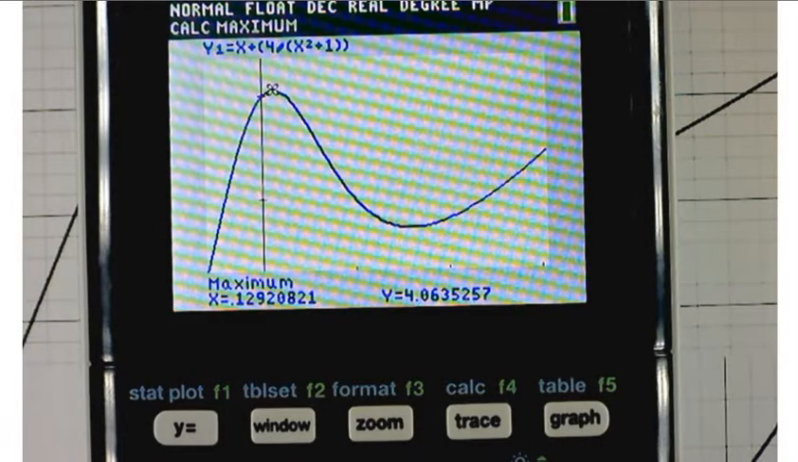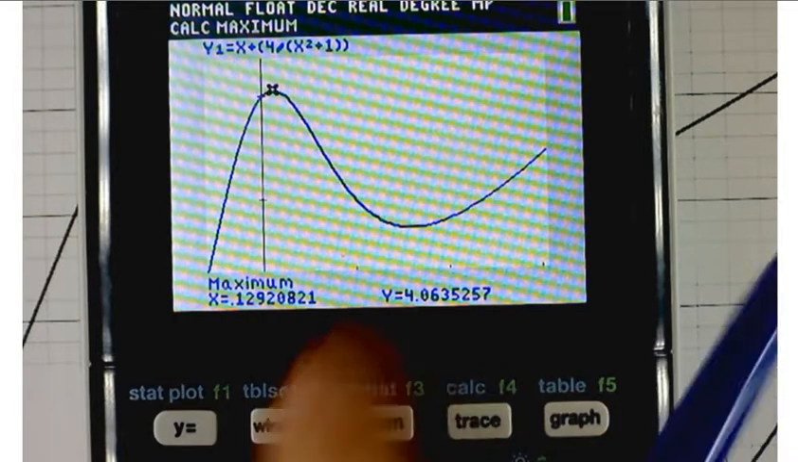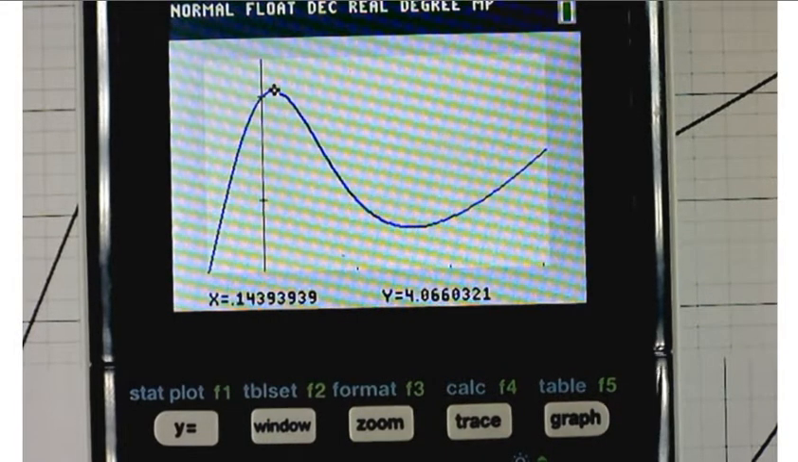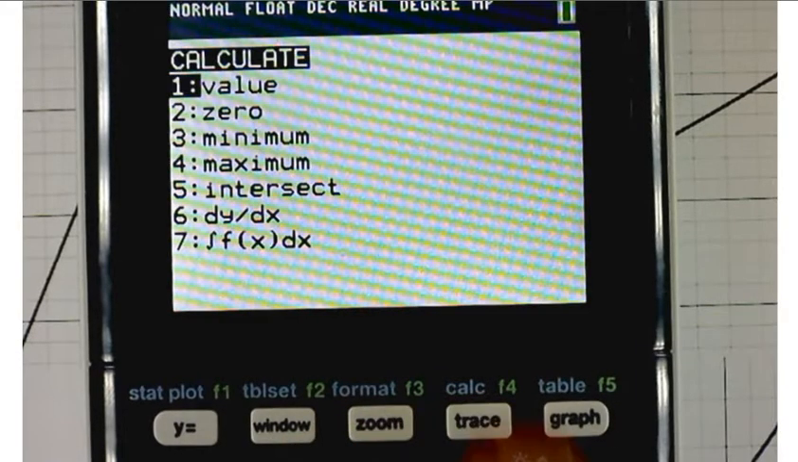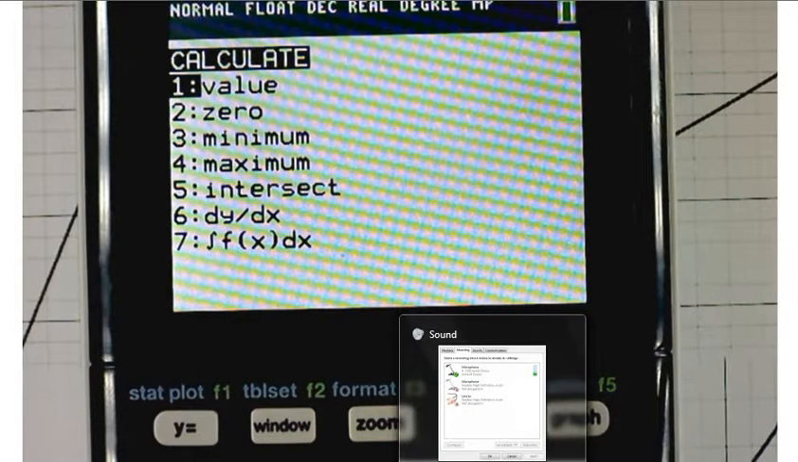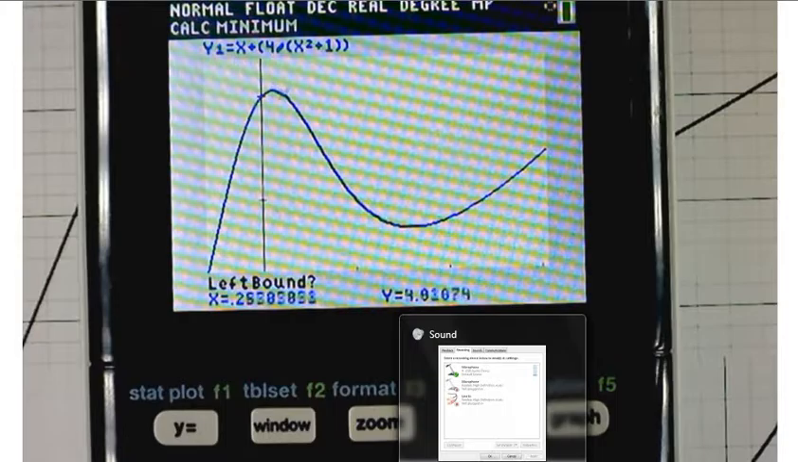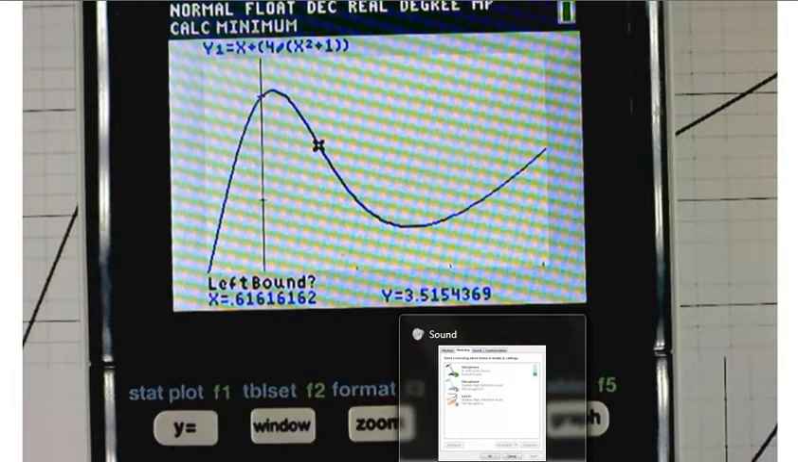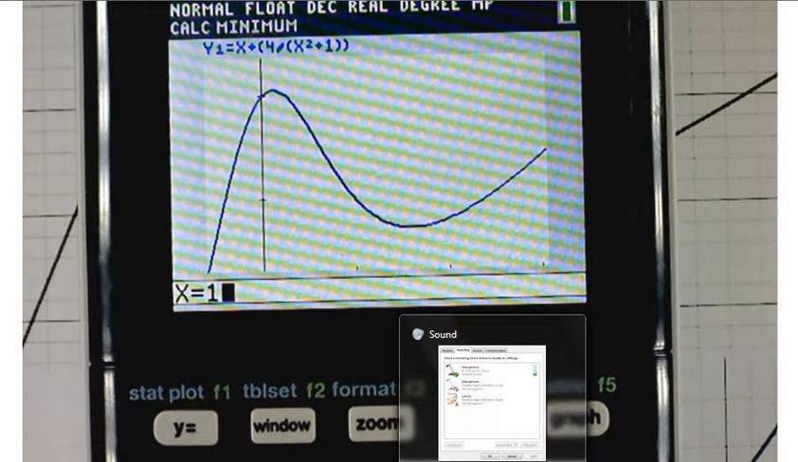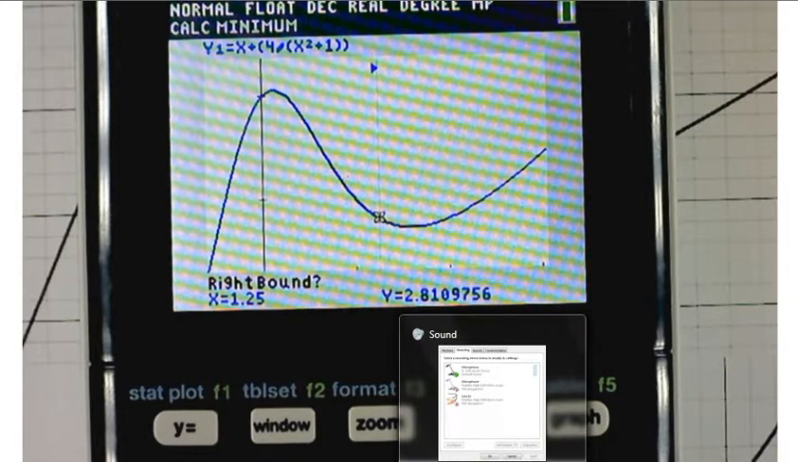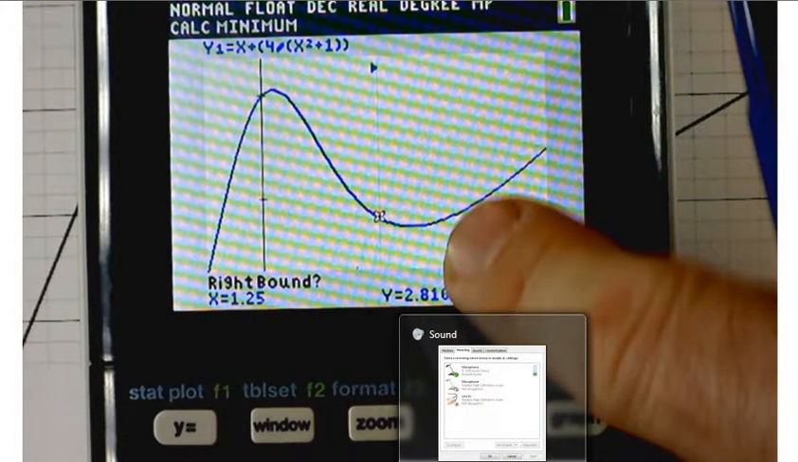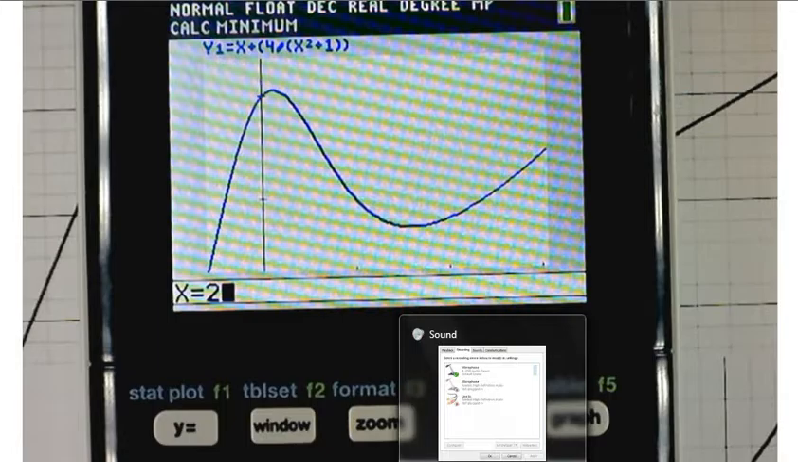Okay, good job. And then likewise, you can do the same thing with the minimum point over here. So second calc, and then this time I want a minimum point. Let me just get a little bit closer. In fact, you can just type in a number like, I don't know, 1.25. And then let's type in another one, say 2. Let's see, 1.5. I don't know.